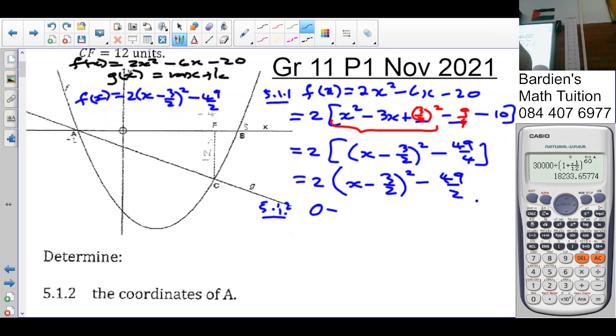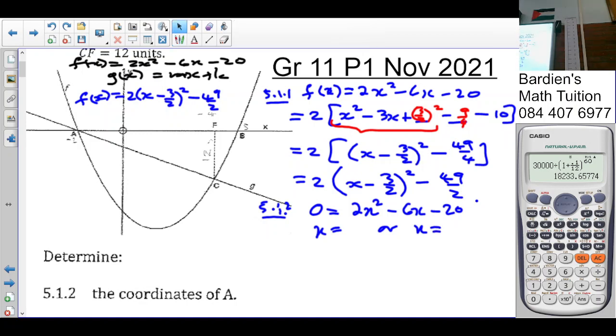So we say 0 is equal to 2x squared minus 6x minus 20. I can either use the quadratic formula, or I can divide by 2 and then use the rules of factorization, or I can use this calculator here. It's going to be 2, negative 6 and negative 20. It's going to be 5. You see how much time this calculator can help save us? And negative 2. Okay.